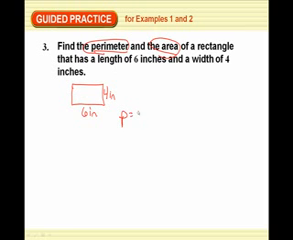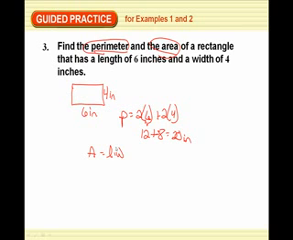So perimeter, there's 2 lengths, 2 sixes, plus 2 widths, so I get 12 plus 8, which is 20 inches is the perimeter. Area is just length times width, so 6 times 4, 24 inches squared. And sometimes you get the perimeter and area mixed up, and that would be wrong, even though you had the right numbers. If you had this labeled as area and this labeled as perimeter, then you would have it wrong. So make sure you understand which is which.